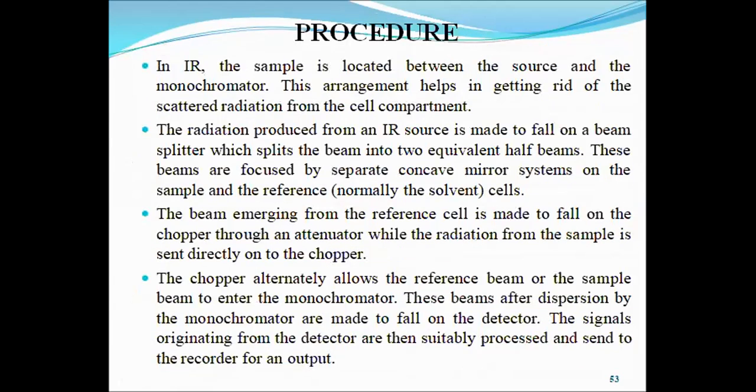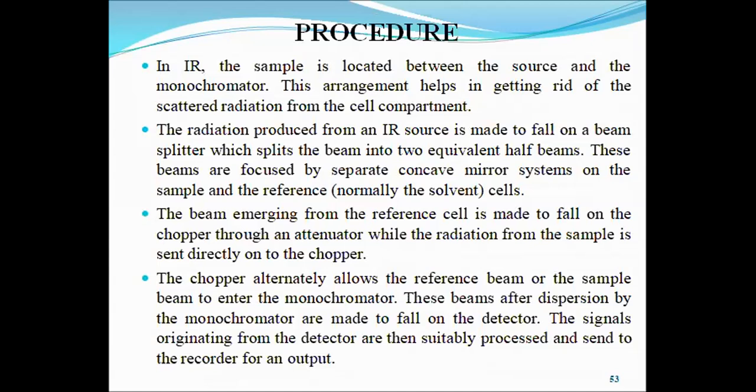Now these were all about the detectors. Now let's see the procedure, how the entire IR spectroscopy or spectrophotometer procedure is carried out. In infrared, the sample is located between the source and the monochromator. The radiation produced from an IR source is made to fall on the beam splitter because it needs to split the beam into two equivalent half beams, which then fall one on the sample and the other on the reference.